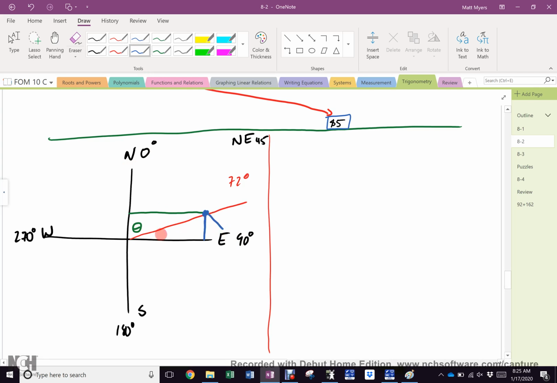But what if at this point I turn this way? Then don't I need this blue theta to do my trig? And what value is that? How can that be 72 and that be 72? 18. Why is it 18, Emma? Because it's 90 minus the 72. Does everybody understand?